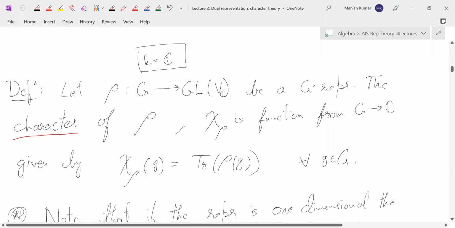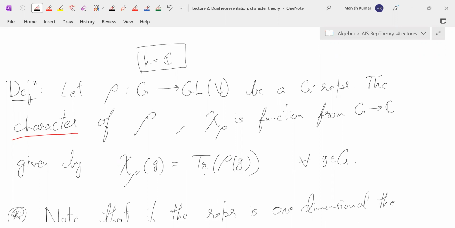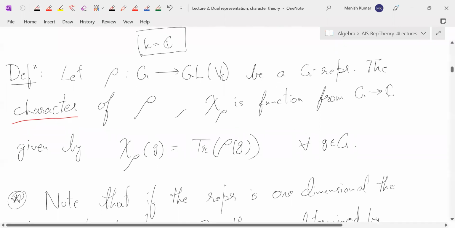If you are given an element g in G, you define chi rho of g to be the trace of rho g. Remember, rho g is a linear transformation of V, and you can compute its trace. Maybe you fix a basis, you get a matrix, you look at its trace, and we know that it does not depend upon the choice of the basis. If you choose a different basis, you'll get the same trace. So this is the formula for the character.